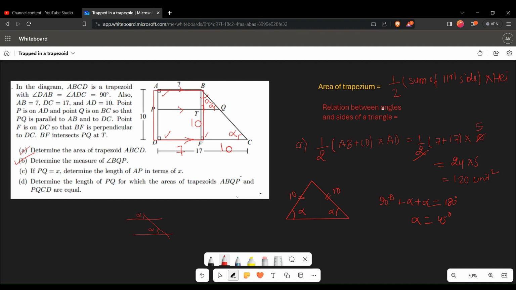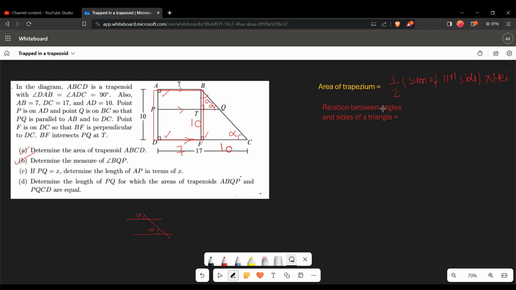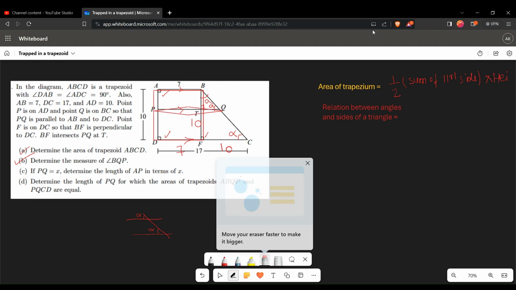And if PQ is x, determine the length of AP in terms of x. So we will do it, but first let me clear out something from over here. We get a space. Fine. So it is given that PQ is x. Okay, means this whole length is x. Let me first clear out the image also.